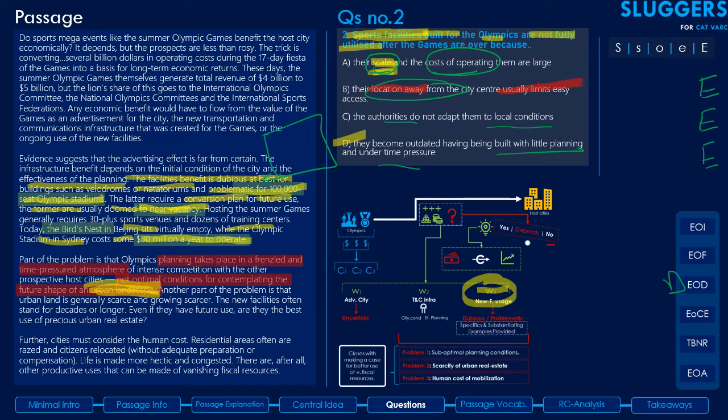Let's now read the first option completely. Sports facilities built for the Olympics are not fully utilized after the games are over because their scale and the costs of operating them are large. So this option takes care of both the aspects. It takes care of the aspect of scale, which has been mentioned in the point of reference, and also the point relating to the costs of operating them. So yes, both of these points have been mentioned in the point of reference here.